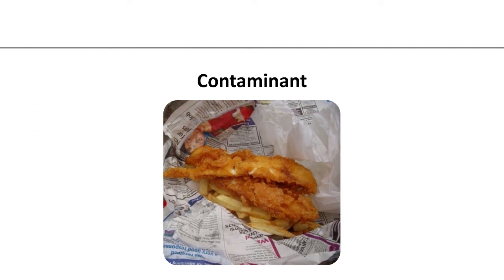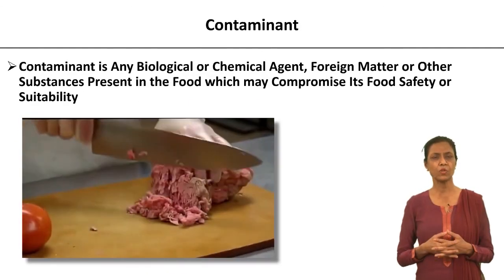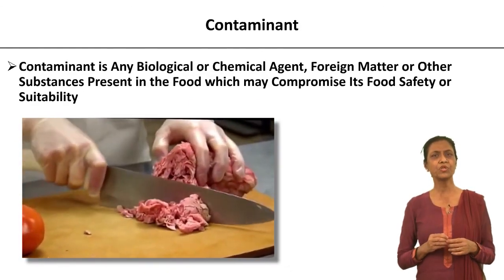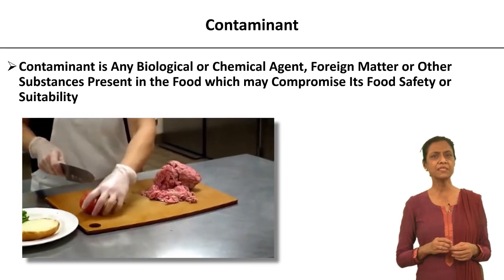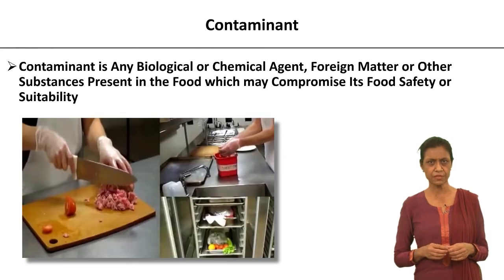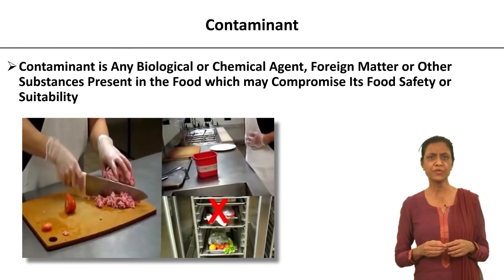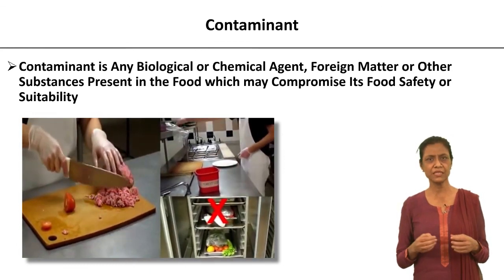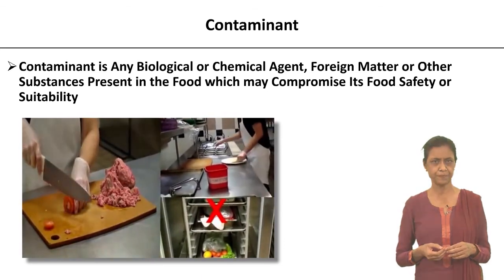Contaminant. This brings us to yet another word, contaminant. Putting it simply, a contaminant is any biological or chemical agent, foreign matter, or other substances present in the food which may compromise its food safety or suitability.